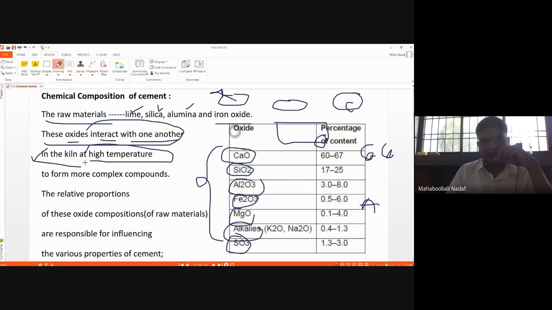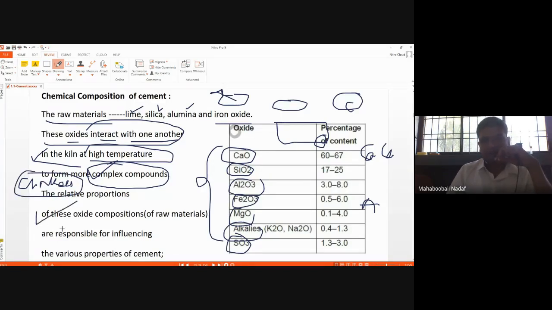After reacting, what are they going to form? They are going to form more complex compounds. Generally, we call it clinker. The complex chemical compounds which we get at the end of the kiln, after calcination, are called clinkers.